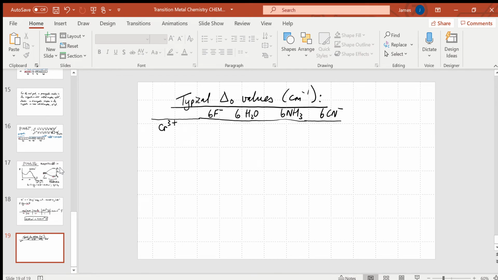Let's try and draw that there. We're looking at about, and we're not going to memorize these numbers obviously, we're just going to look for trends in the data. 15,100, 17,400, 21,600, 26,600. Okay, so we can see that as we go from left to right, the octahedral field splitting increases.